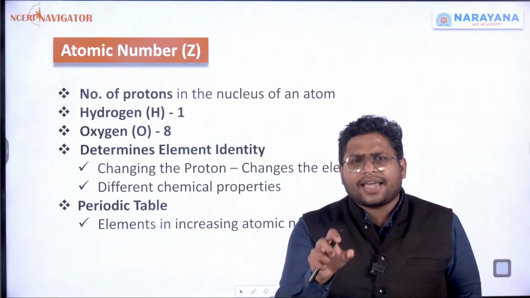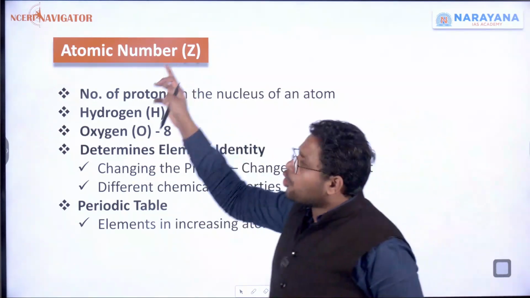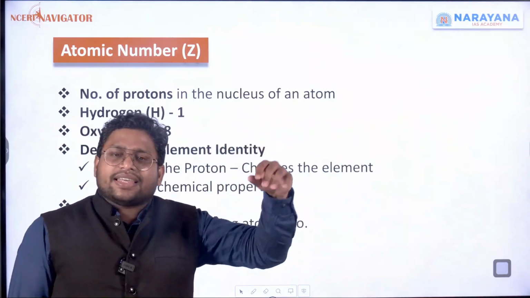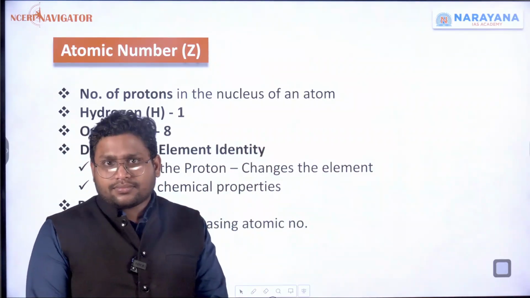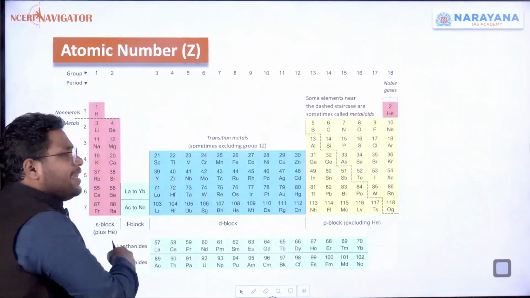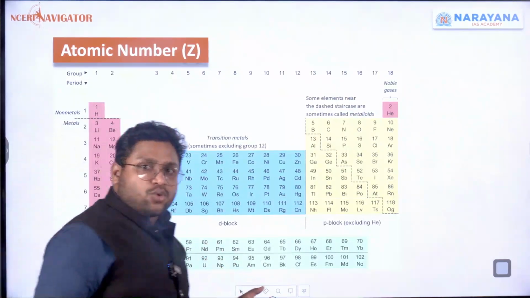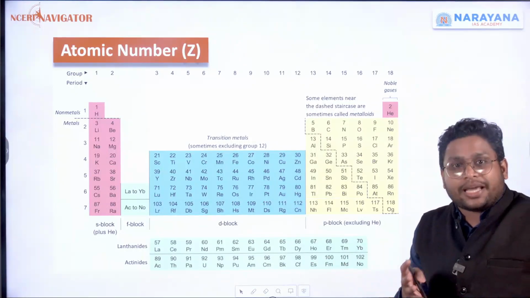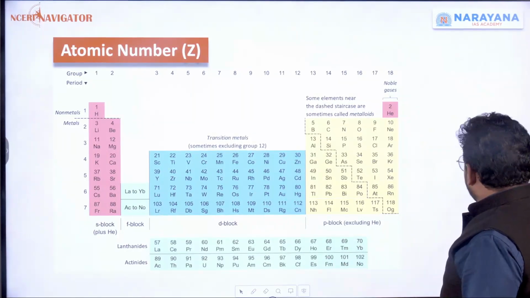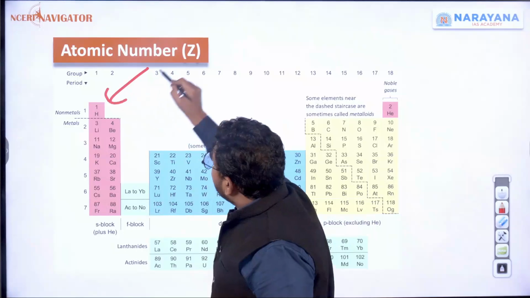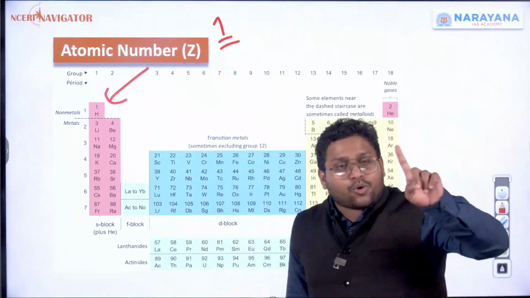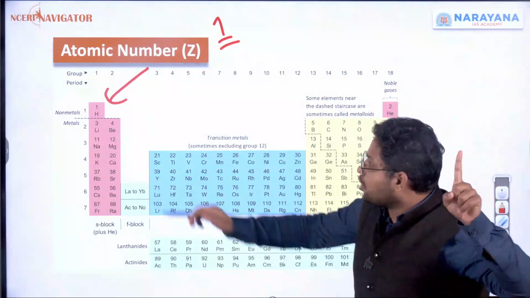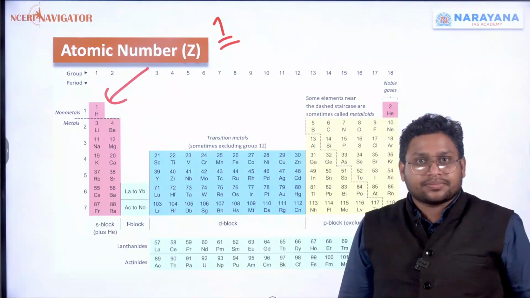So now we identify any element by its atomic number. And what is atomic number? The number of protons present in the atom of that element. Now, whatever elements the scientists know, they have put on a particular table. So here you see, there is hydrogen over here. Hydrogen has only 1 proton present in it, so its atomic number will be 1. So here at number 1 you have hydrogen.